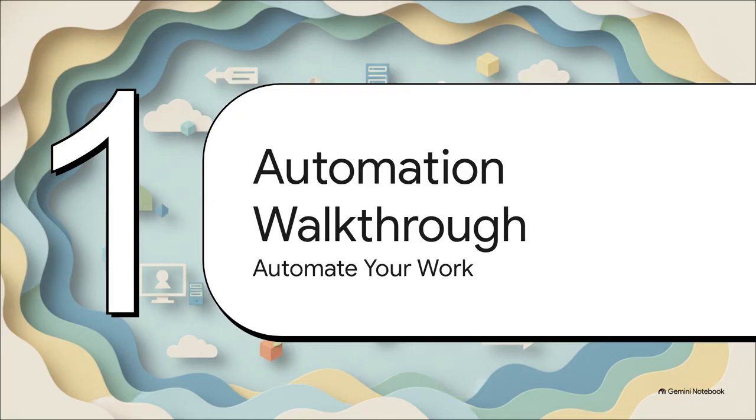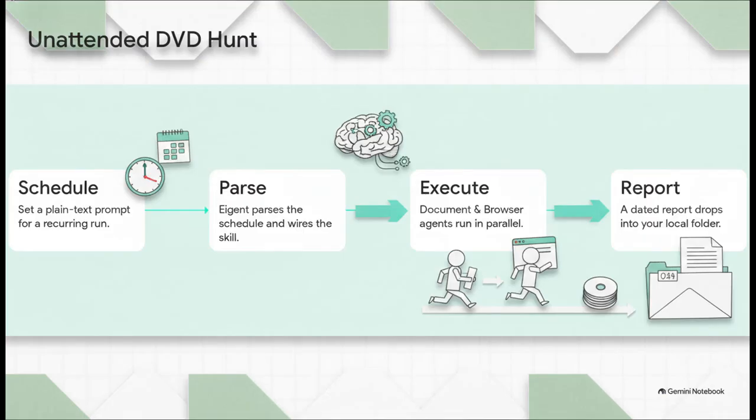All right, let's jump to section 3, automation walkthrough. Having a local team is amazing, but what if they could actually do the work while you sleep? Eigent has this really sophisticated trigger system that lets your AI clock in without you even being there. Let's walk through a super practical automation, something like an unattended DVD hunt skill.